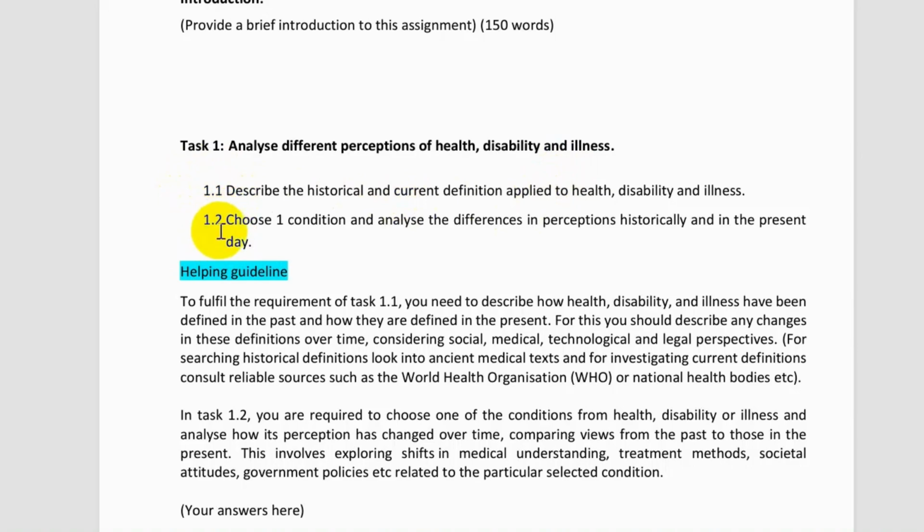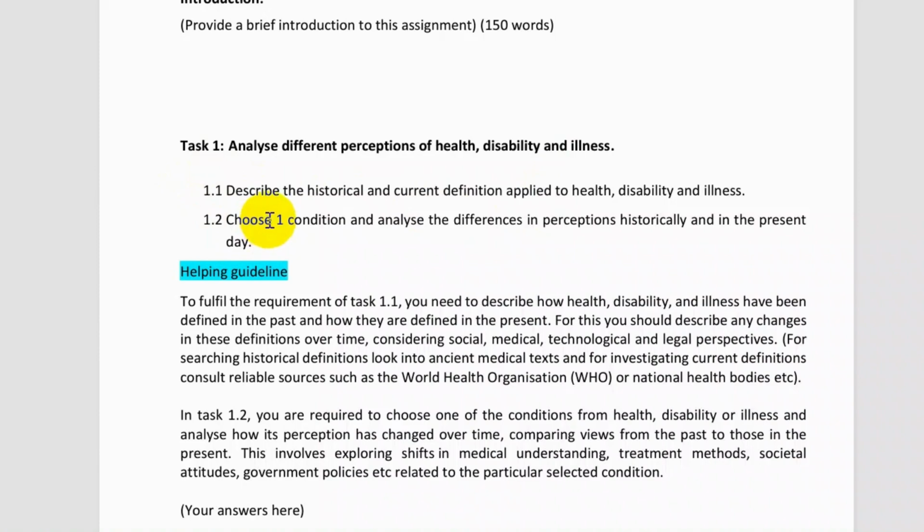Whereas for the assessment criteria 1.2, you need to choose one condition. This could be a specific illness, a type of disability, or even a concept related to health. So you may choose any one condition, like you can choose either illness or disability or health.